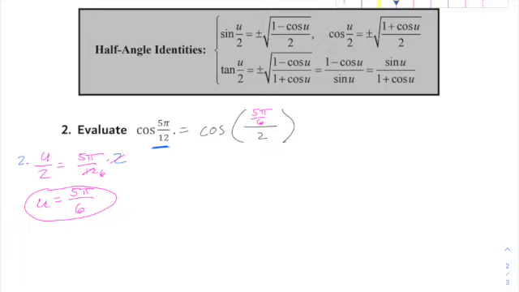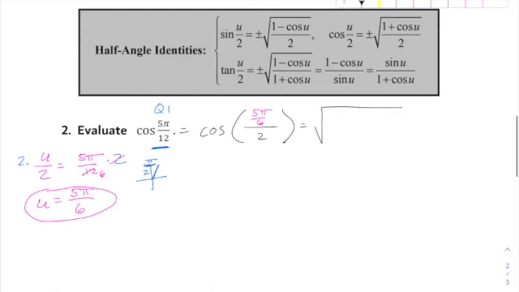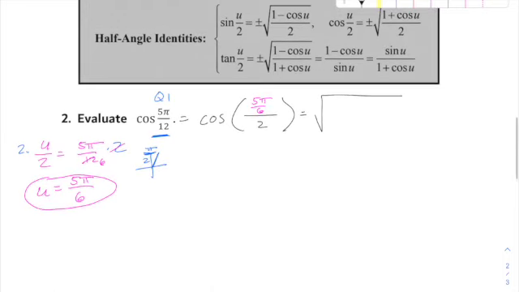5 pi over 12, what quadrant is that in? 5/12 is less than a half, right? And 90 degrees is a half, pi over 2. So you are less than a half. You are in quadrant 1. And in quadrant 1, everything is positive. So again, you're using the positive square root here, not the negative. Okay, so always look at the original angle there just to see that again.